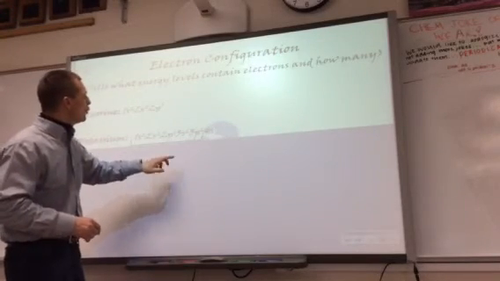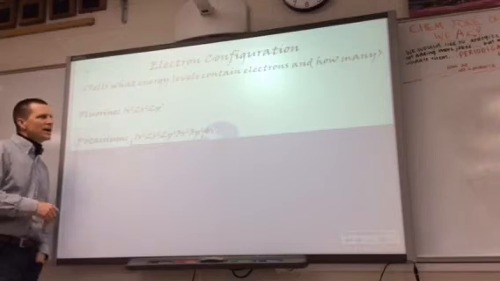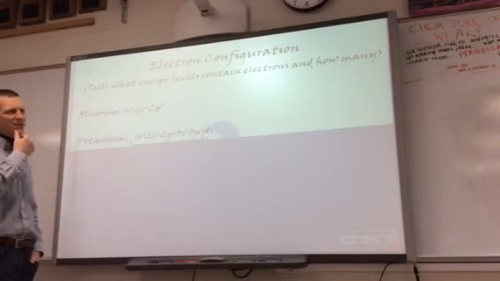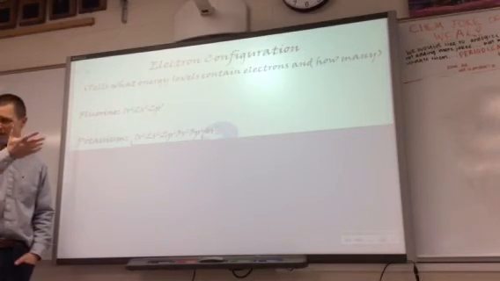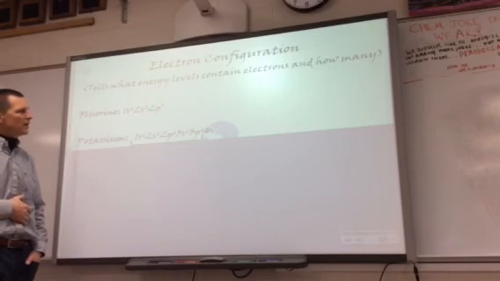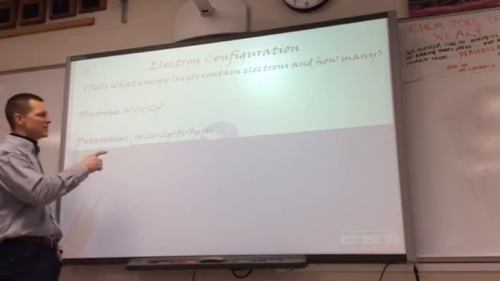Okay, now we have an electron configuration of potassium given. Potassium has 19 electrons. Atomic number is 19. The 19 electrons in potassium are arranged like this.